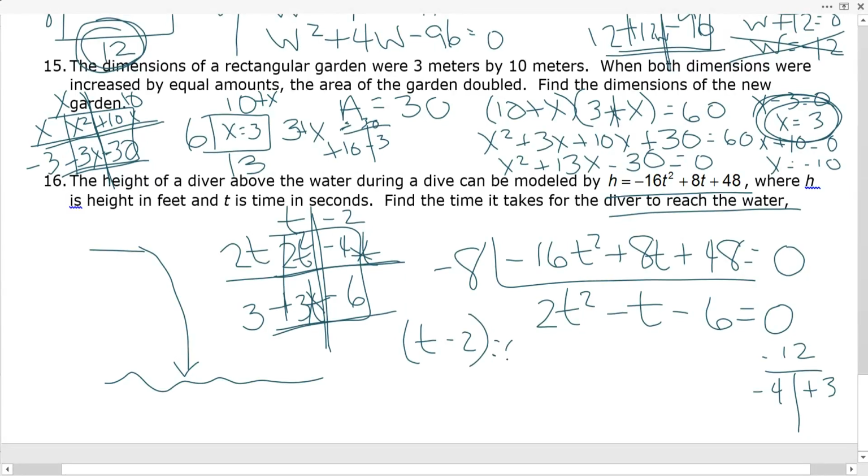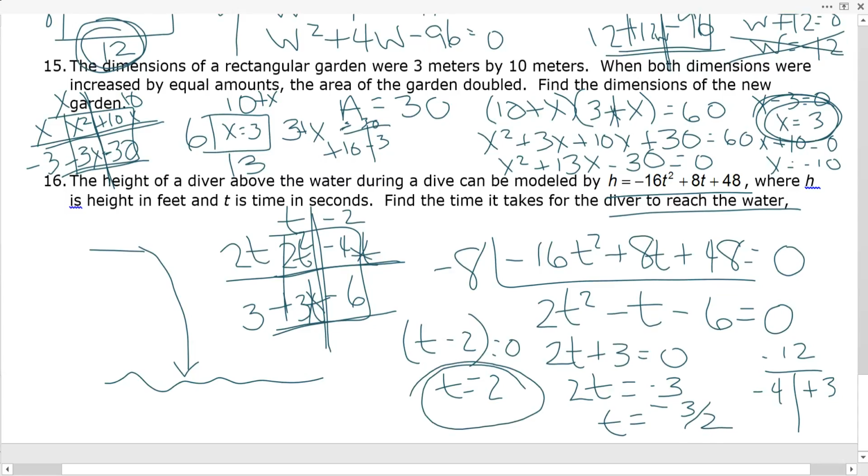Equals 0, which is t equals 2, or 2t plus 3 equals 0, which is going to be a negative, negative 3/2. So that cannot be our answer. So our answer must be t equals 2. So it takes him 2 seconds from when he dives to when he hits the water.